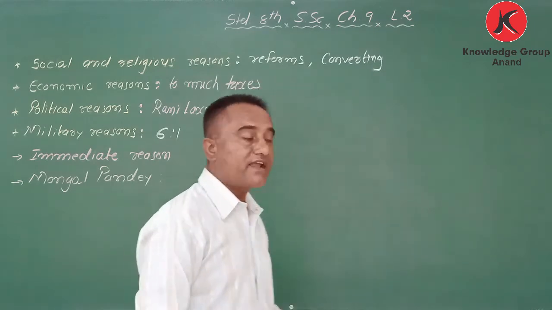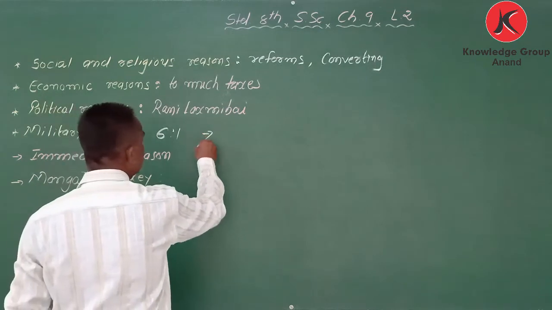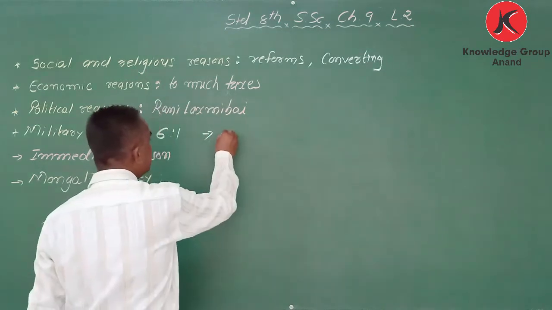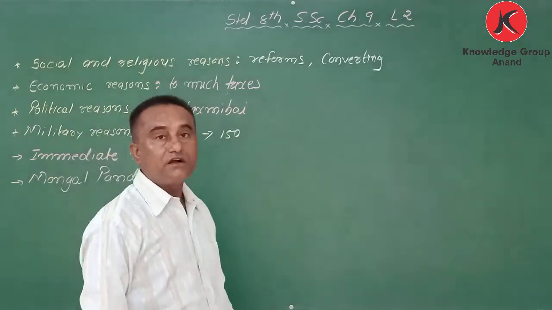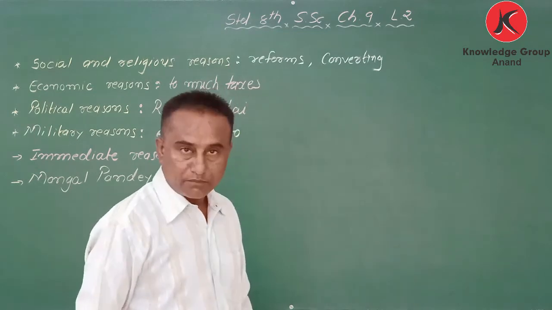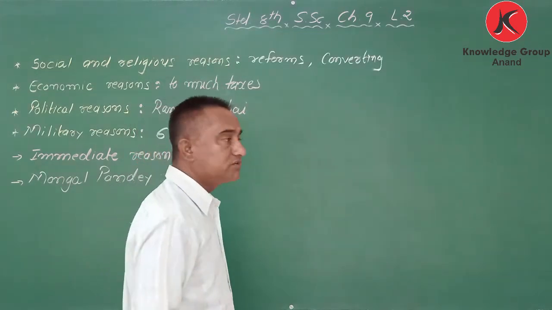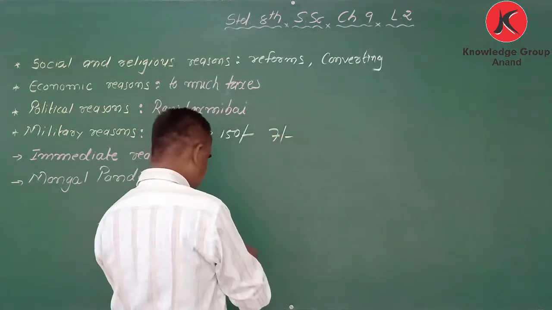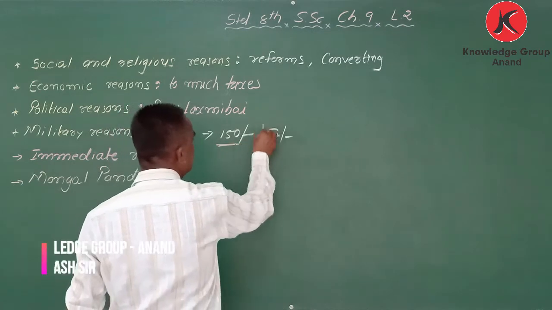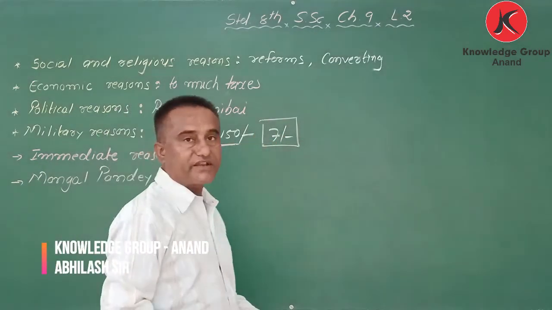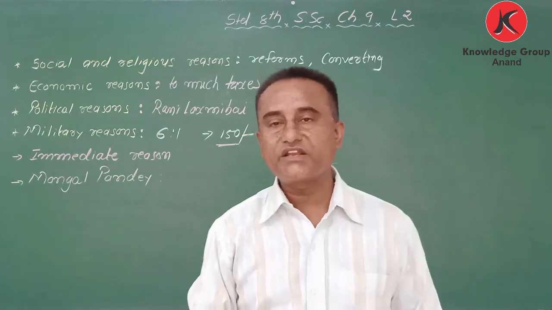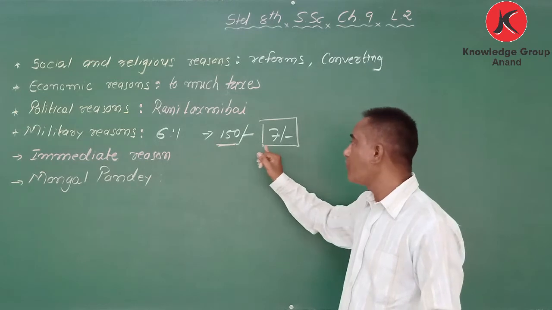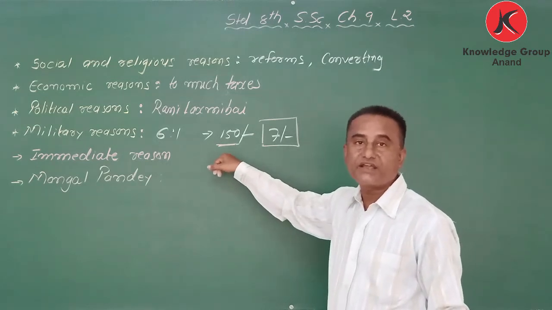Got it? Second thing, at that time the British army was getting 150 rupees per month as salary, but the Indian soldiers were getting only 7 rupees. So we can say there was a vast difference. When we consider the military reason, the main thing is that Indian soldiers were getting less salary, while the British army was getting more salary.